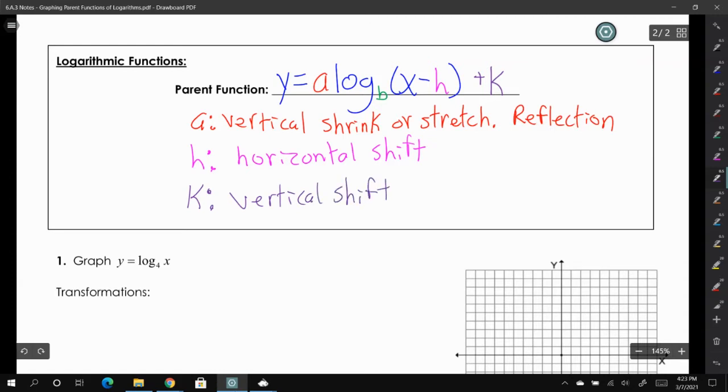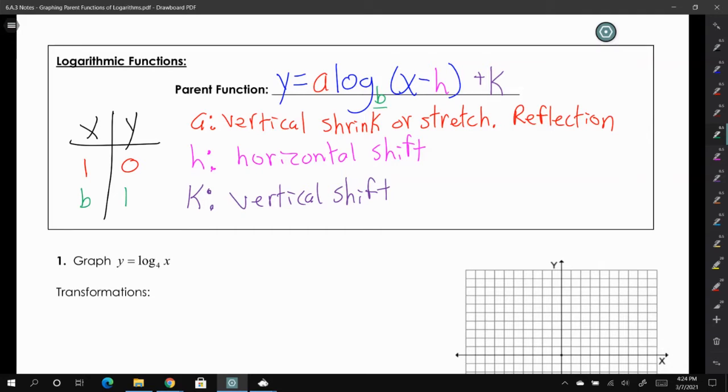Now the table that we're going to have here, the tables are going to be pretty simple. You have x, y, and we're going to have 2 points. 1, 0, and then your base, whatever your base is, your base, 1. That's it. Those are the only 2 points that we are going to plot in our logarithmic function.